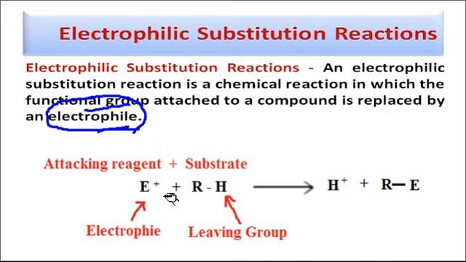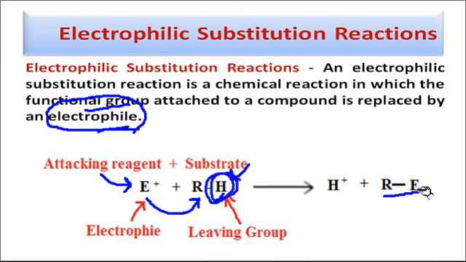So basically, the attacking reagent is the electrophile, which attacks on the substrate molecule, and from the substrate molecule some atom or group of atoms is replaced by this electrophile. So this kind of reaction is known as the electrophilic substitution reaction, in which the electrophile attacks on the substrate molecule and displaces one atom or group of atoms from the substrate molecule, and the substituted product is formed.